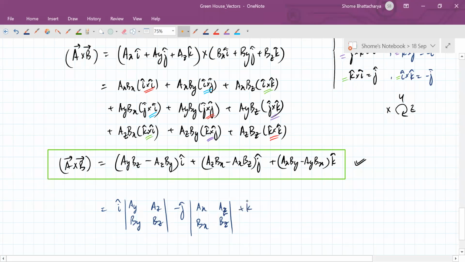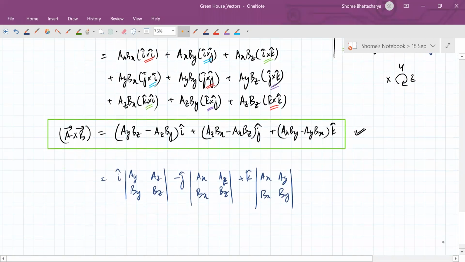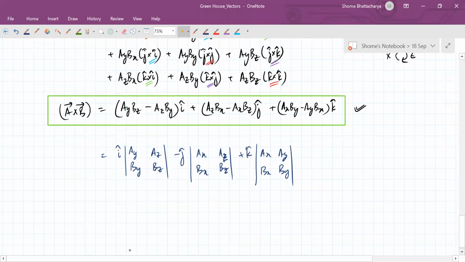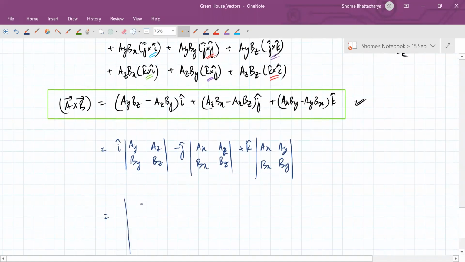And here, if you take the K cap outside, you can see it's AX AY, BX BY. So further, you can reconstruct this as the determinant formula in reverse order now. So you see AY AZ is coming here, and similarly BY BZ is coming here.